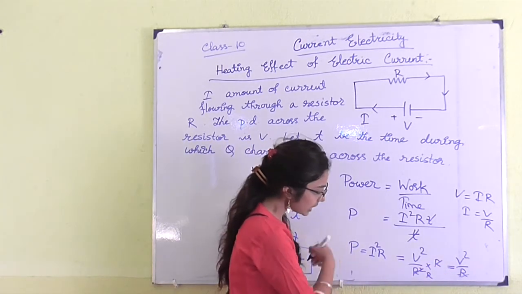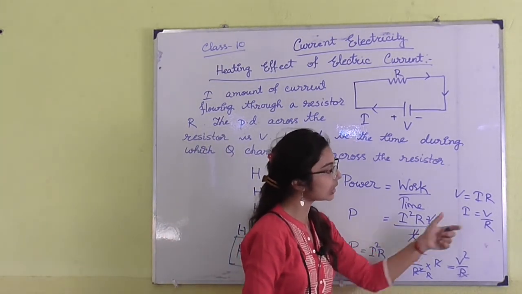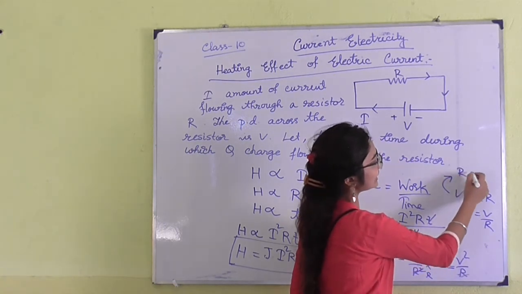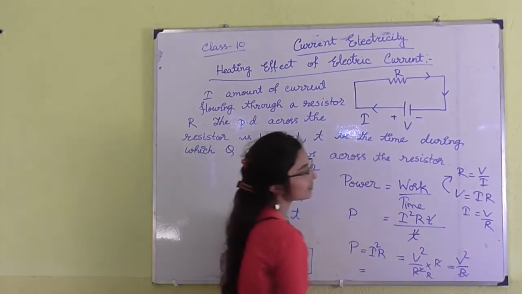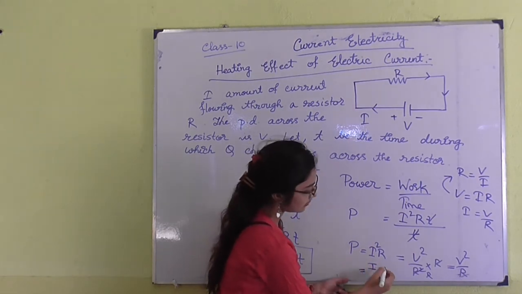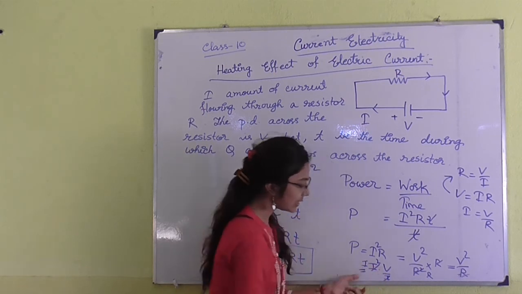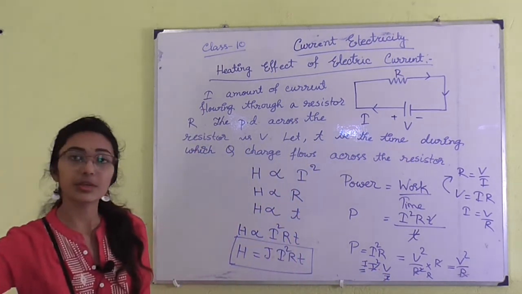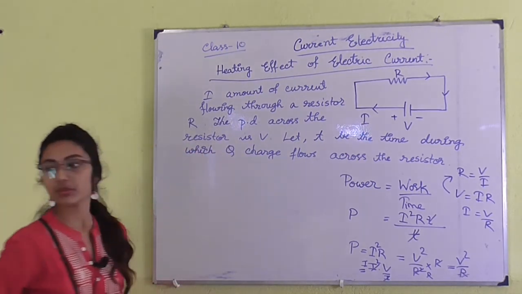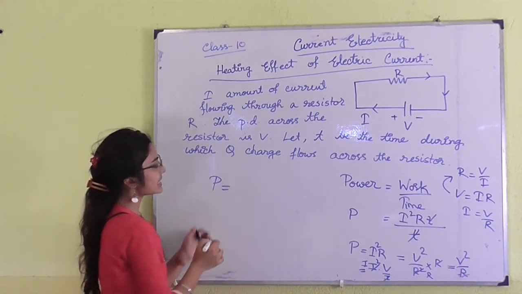Again from Ohm's law, if R is replaced by Ohm's law, then it will be what? If V is equal to IR, then R is equal to V by I. So I am replacing R by V by I. So we are getting P is equal to VI. So we have found three relations from Joule's law of heating effect. We have got three relations of P.